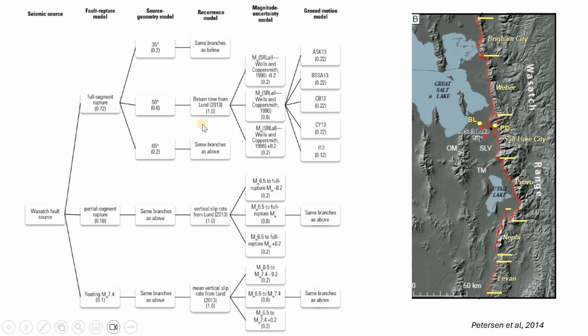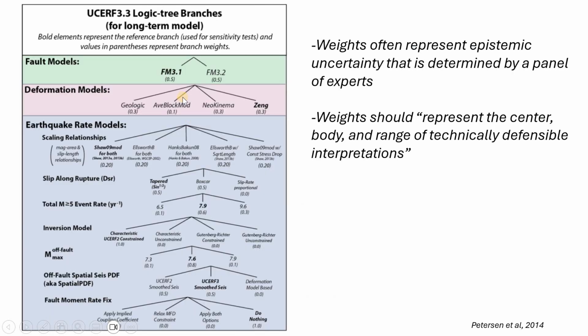So one interesting question is, how are these probabilities or weights assigned? If we look at this general logic tree from the National Seismic Hazard Assessment, we have things like we've talked about: fault models. Where are the faults? Deformation models. How quickly are the faults moving? Scaling, maximum fault, all kinds of stuff. So there are a lot of decisions that need to be made, many of which are very subjective, you could say, and rely on the deep expertise of geologists or geodesists.